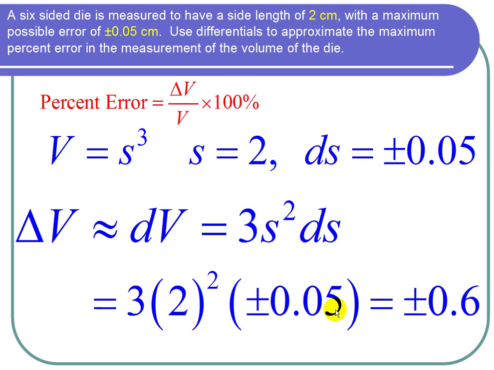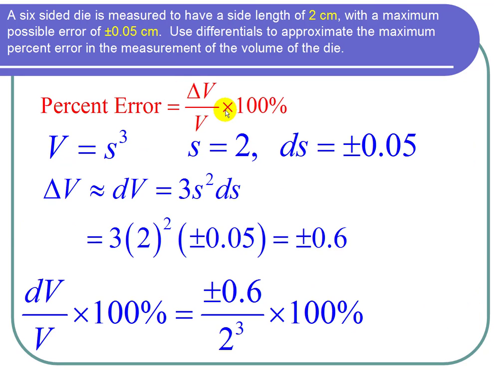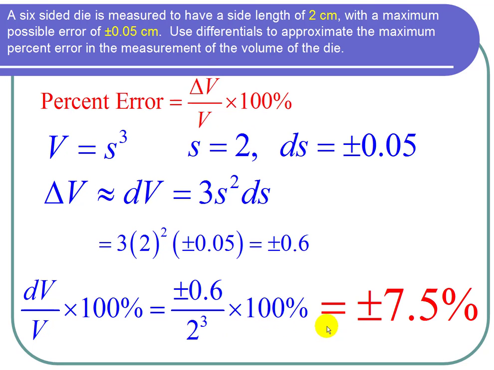So we want delta V divided by V times 100%, and that's delta V, which is plus or minus 0.6, divided by V. V is the volume, which is S cubed, and S is equal to 2. So that's why it's 2 cubed in the denominator, times 100%. And now let's do a little more arithmetic, and we get the final answer that the maximum percent error in the measurement of the volume of the die is plus or minus 7.5%. And I'm done with the problem.